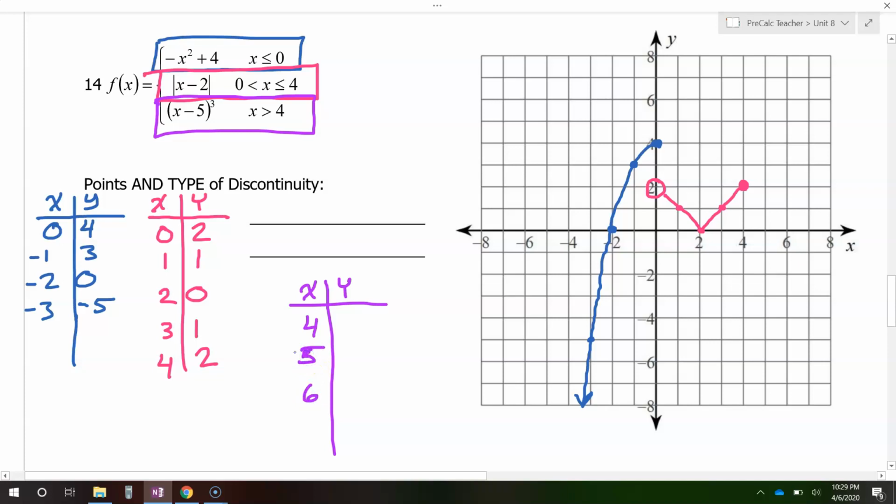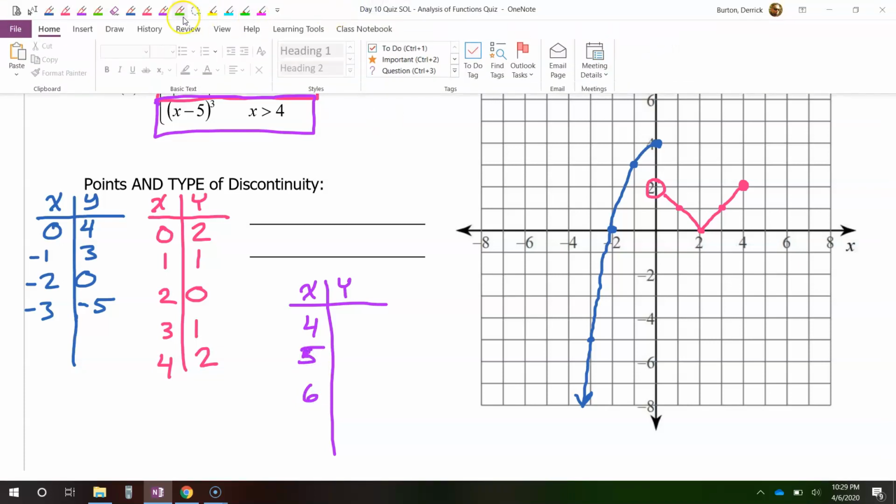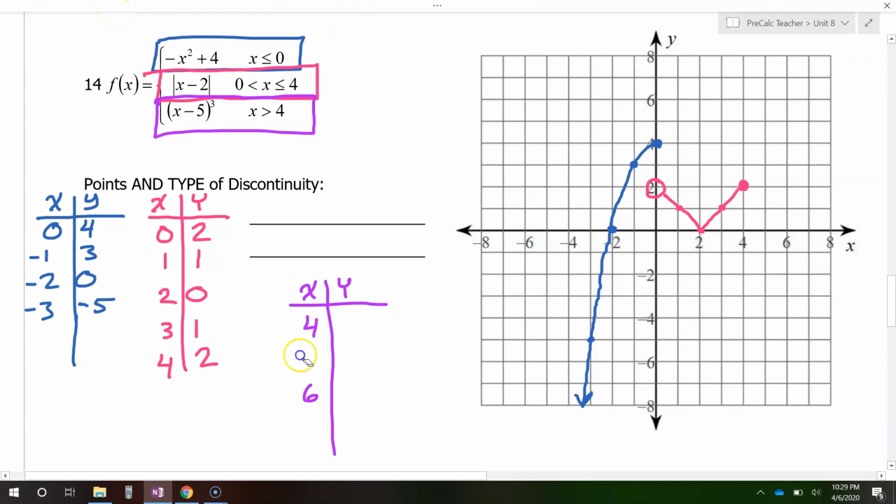Okay. That's a horrible 5. Let me try that again. So let's put a 4 in here. 4 minus 5, that's negative 1. All right, so I'd have negative 1 to the third power. Negative 1 to the third power is still negative 1.